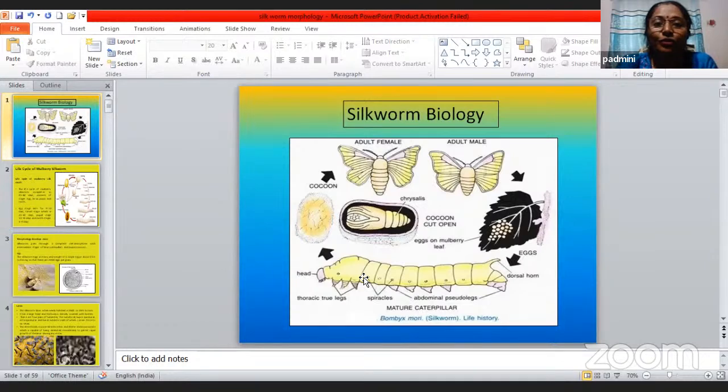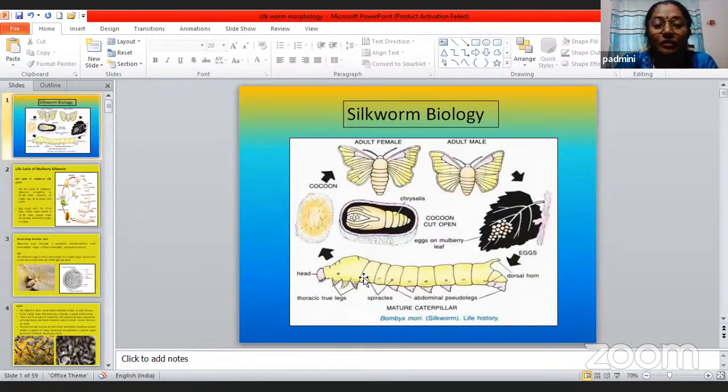So it is our duty to understand the biology of the silkworm so that we can have a better understanding of the silkworms, the silk insects, the larva. Okay, so let's start with the morphology, or the life cycle, of the silkworm.